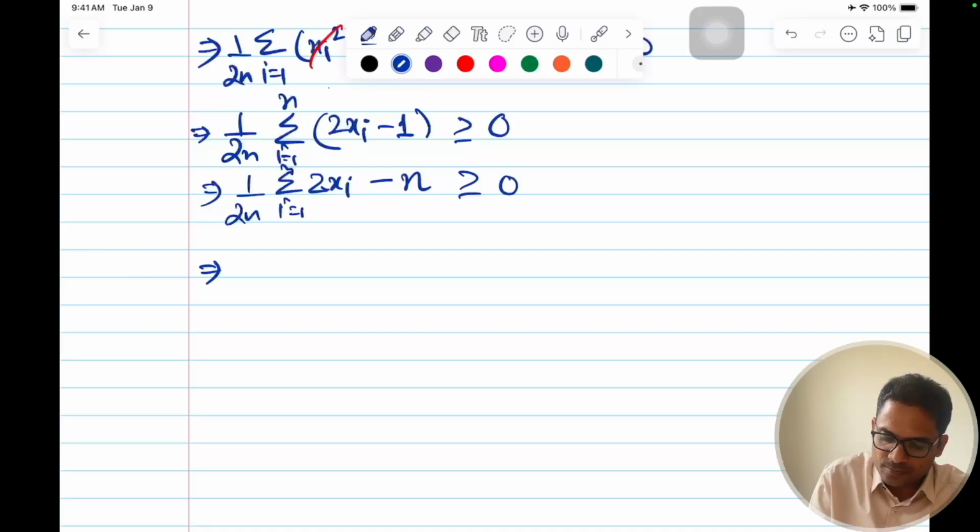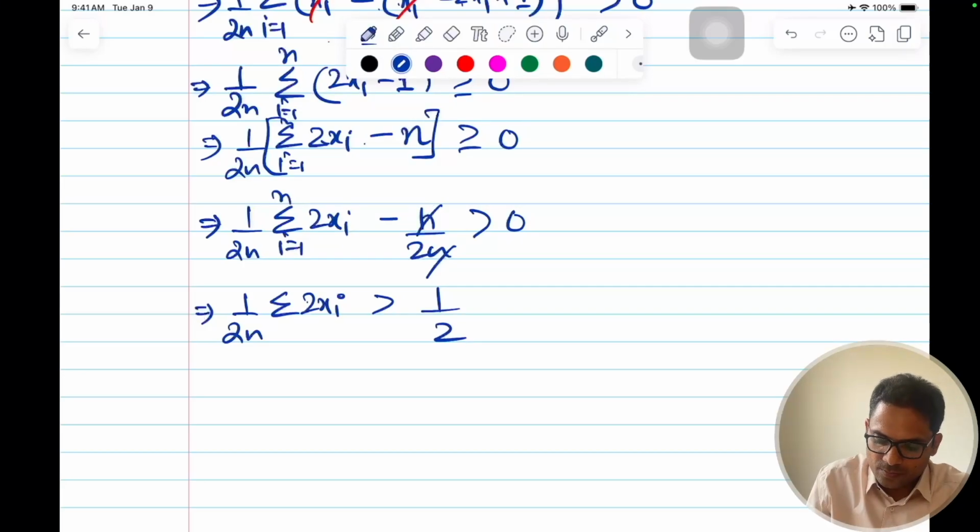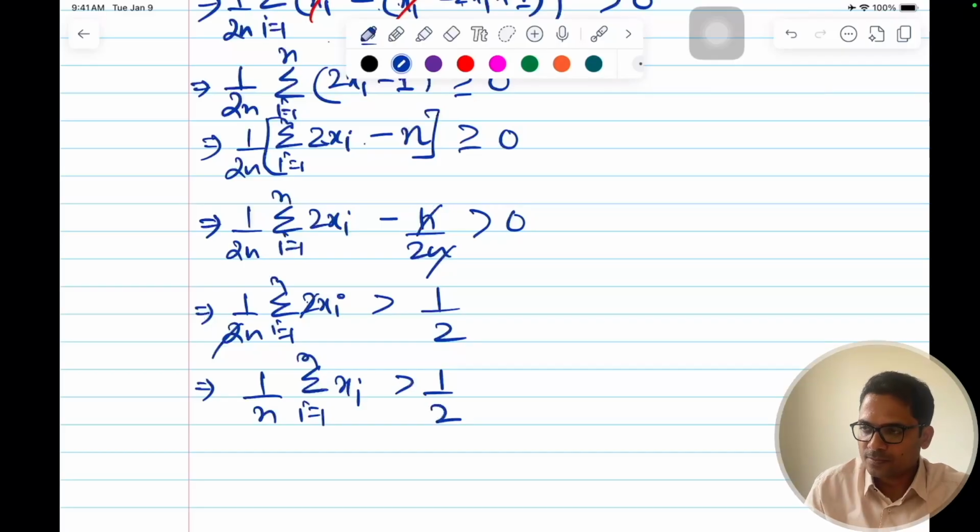Here we have 1 by 2n, and this n, so this will go out. Let me keep this bracket. So sigma i equal to 1 to n 2xi, this will be 1 by 2n minus n by 2n, greater than 0. This n and n cancel out. I have just opened the bracket. So this will be sigma 1 by 2n 2xi is greater than 1 by 2. This 2 and 2 will cancel out. This implies 1 by n sigma i equal to 1 to n xi is greater than half. This was n, and n by 2 has come this side, right? So this is our final conclusion.